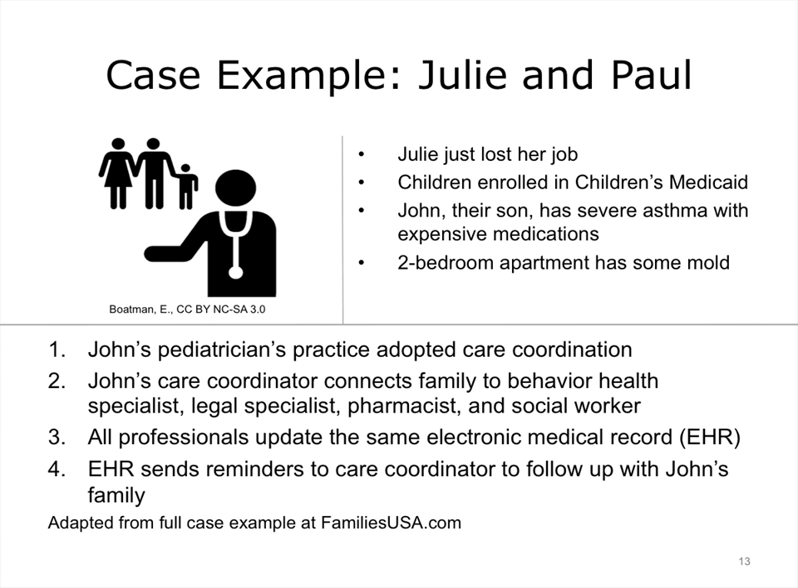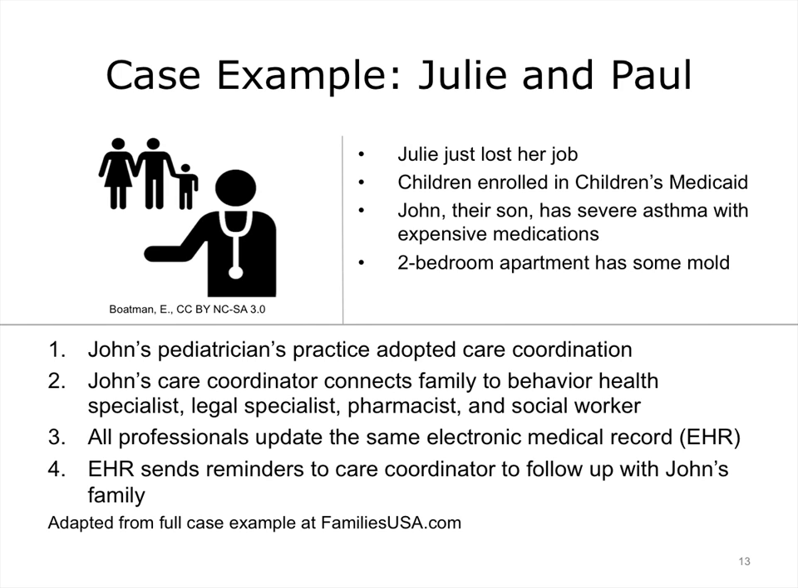Consider the case example of Julia and Paul and their 3 children. Julia lost her job 6 months ago, and Paul works part-time. They do not have health coverage, but their children are enrolled in CHIP, the Children's Health Insurance Program, or Children's Medicare. Their son John is 12 years old and has severe asthma. He ends up in the emergency room at least once a month. The inhalers the doctor prescribes are expensive. Paul thinks the mold growing in their living room might be exacerbating John's asthma, but he has not been able to get their landlord on the phone to address the problem.